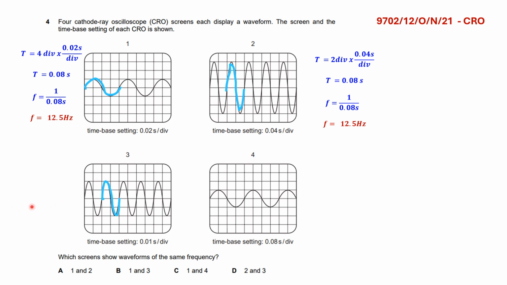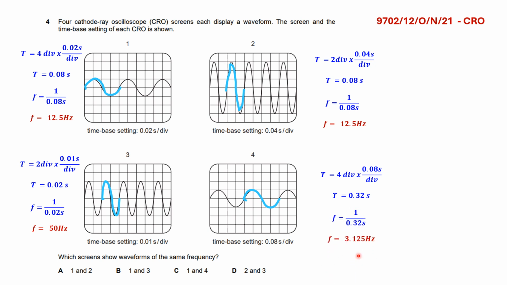Screen number 3, this is one cycle, and we have here 2 divisions. So 2 divisions times the time-base setting, which is 0.01 seconds per division, gives us a period of 0.02 seconds and a frequency of 50 Hertz. And the last one, screen number 4, this is the wave. We have 1, 2, 3, 4 divisions times 0.08 seconds per division, which gives us a period of 0.32 seconds and a frequency of 3.125 Hertz. So the screens that show the waveform with the same frequency are screen 1 and 2, which is option A.